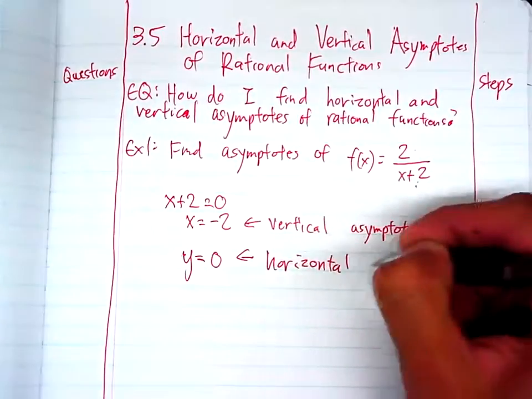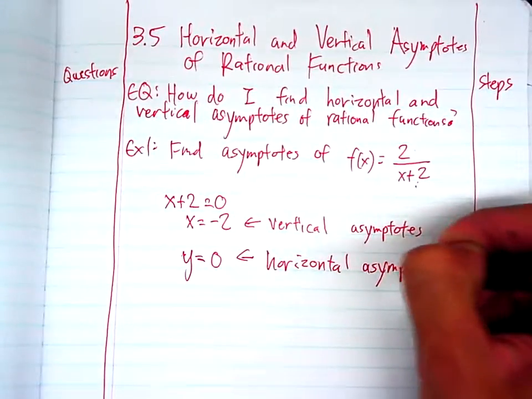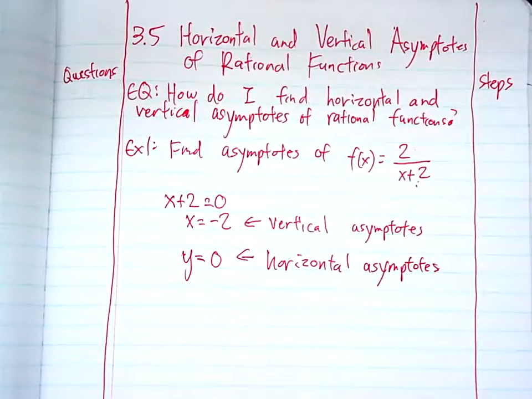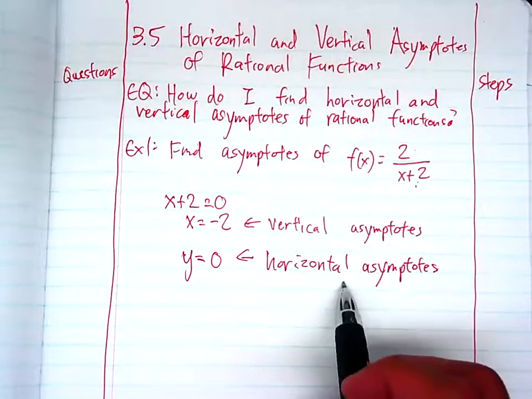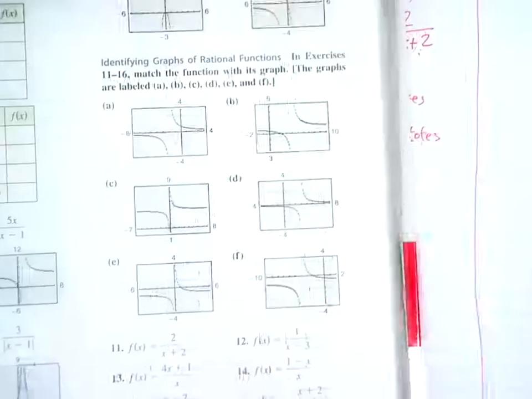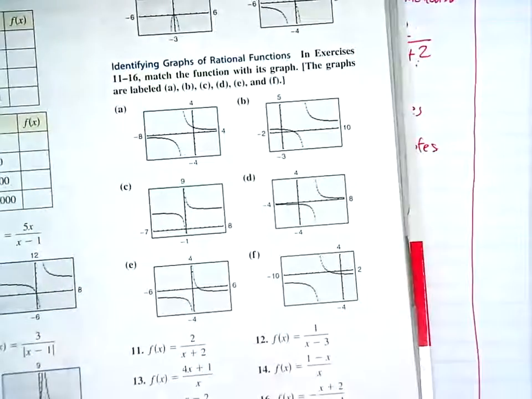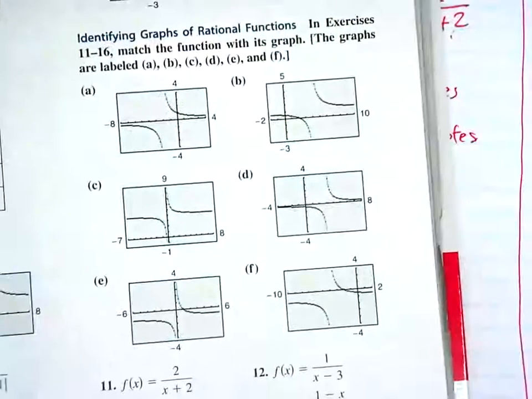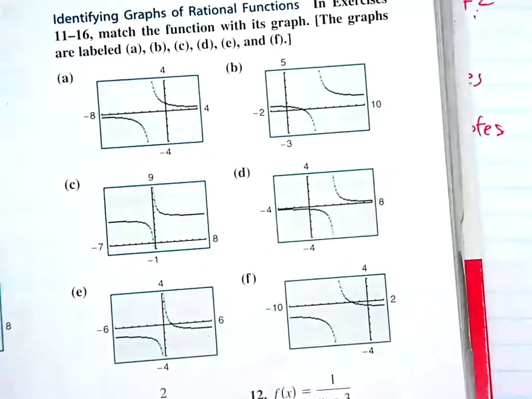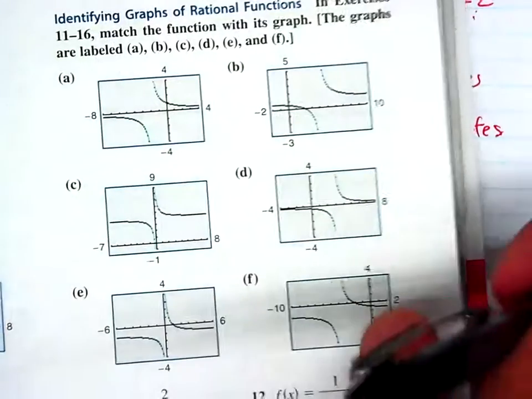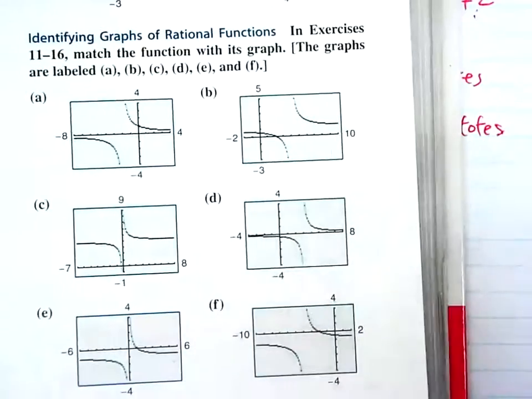On your work tomorrow, you'll actually have to look at graphs and determine which one it is. So I'm going to show you about 6 graphs and how the horizontal and vertical asymptotes will help you figure it out. I have a horizontal asymptote at y equals 0 and a vertical asymptote at x equals negative 2. Looking at these 6 graphs, which one has a horizontal asymptote at 0 and a vertical asymptote at x equals negative 2?